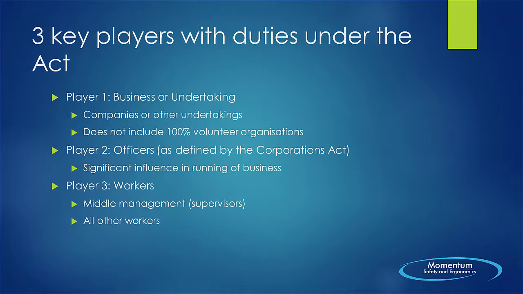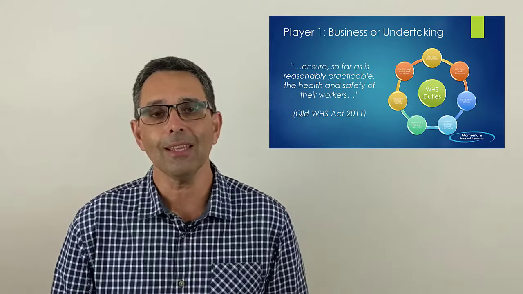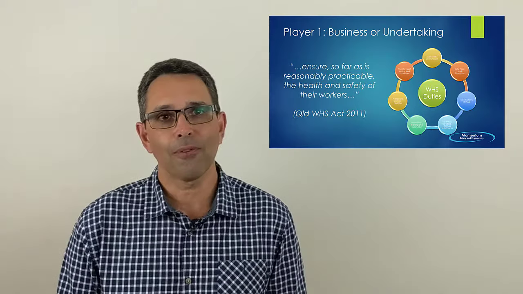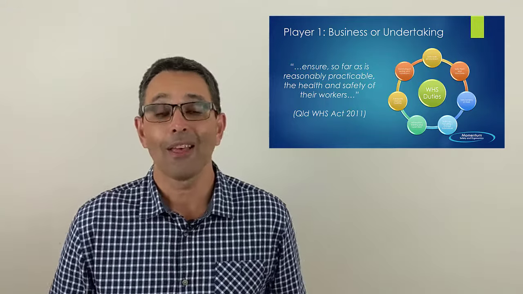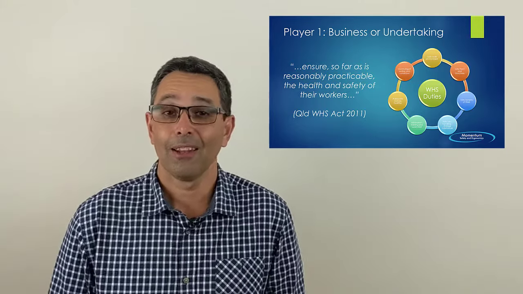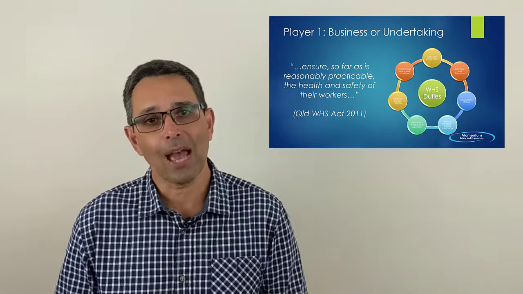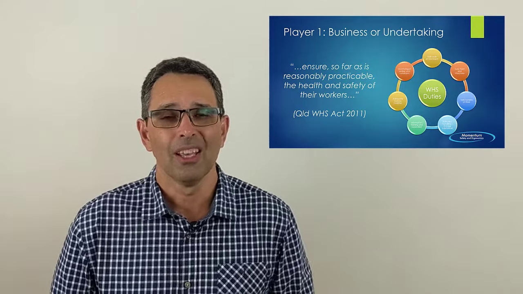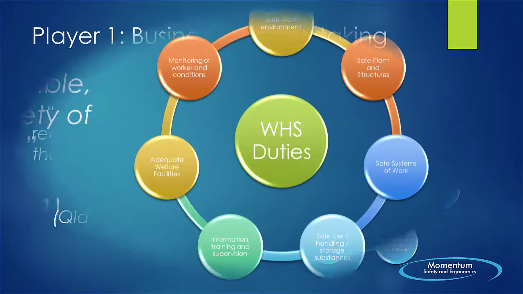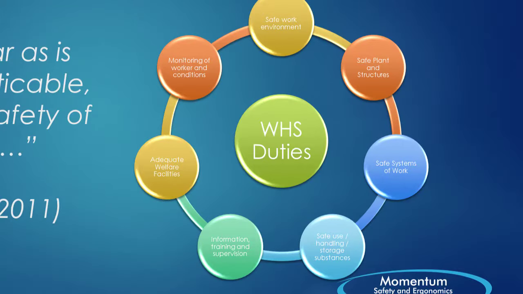Jumping straight in, the first player was the business or undertaking. The business itself has specific duties for health and safety, which are to ensure, so far as reasonably practicable, the health and safety of its workers. That's a very general statement, and the Act goes on to give more information about what that might include: making sure you have a safe working environment, safe plant and structures, such as good maintenance, and safe systems of work, such as good risk assessments and safe work procedures.